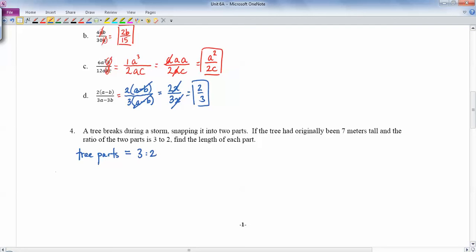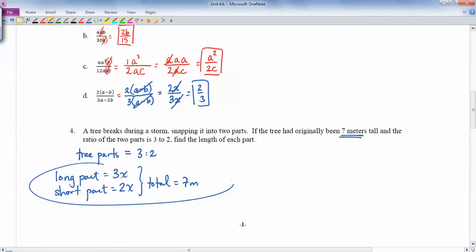So that means one part, the long part, let's say, is 3 times some amount, and the short part is going to be 2 times the same amount, right? Because that's the same ratio. 3x to 2x is the same as 3 to 2. Now it's not just 3 and 2, because that only adds up to 5, and it's supposed to add up to 7. So the sum of 3x and 2x, the total, is 7 meters.